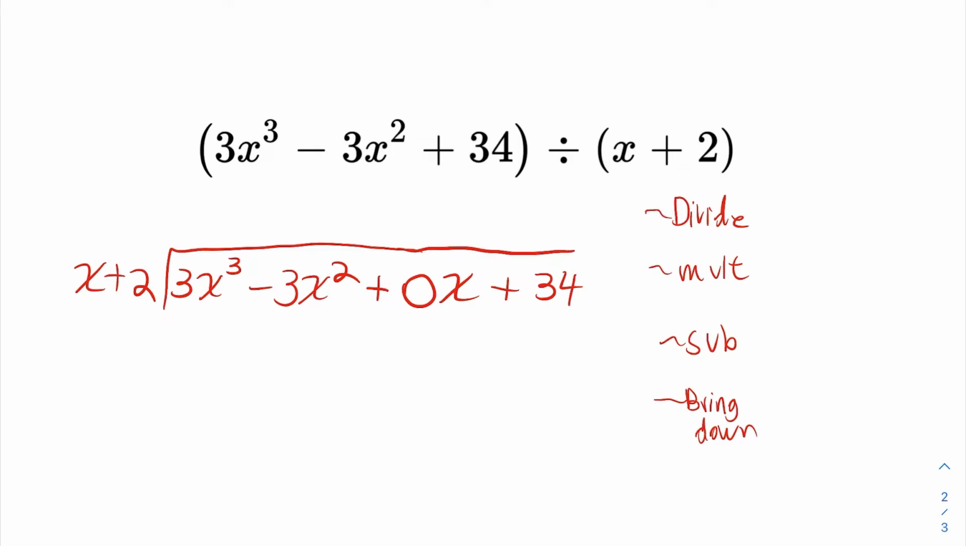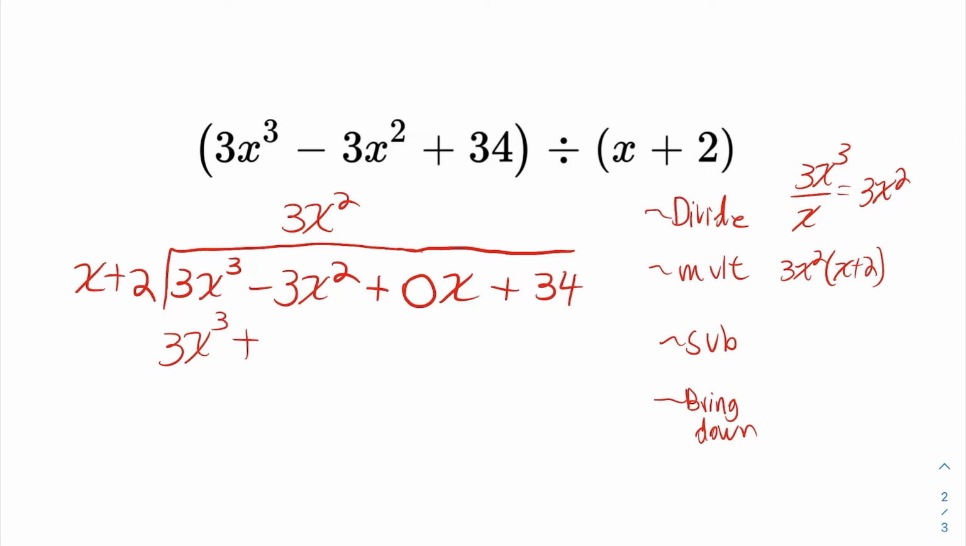Let's go through them. The first is leading monomials being divided. So I divide 3x to the third by x, and I get 3x squared. That's the first term in my quotient, 3x squared. Then I multiply 3x squared by x plus 2, and I get 3x to the third plus 6x squared. Then I have to subtract 3x to the third plus 6x squared.